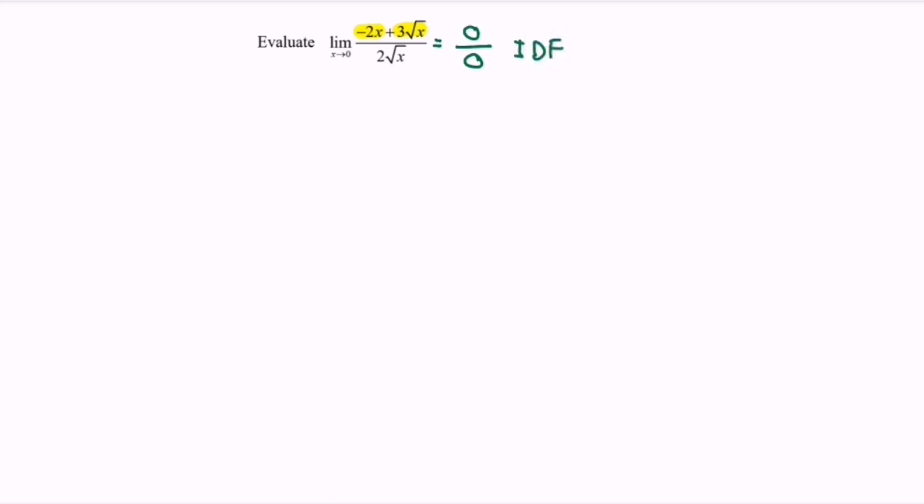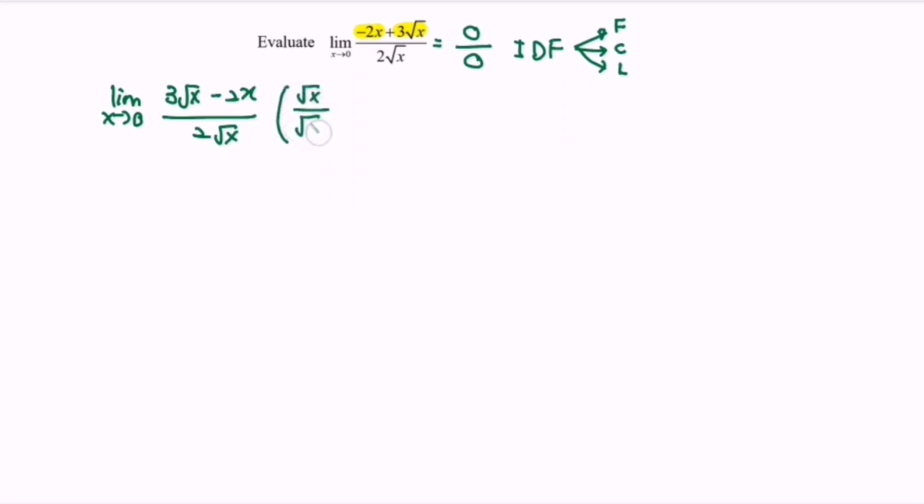Here we have 3 alternative ways to find the value. Number 1 is factorize, followed by conjugate and long division. My suggestion would be to multiply by the conjugate. So the limit when x approaches 0, we have the function (3√x - 2x)/(2√x). The suggestion is to multiply by √x over √x, where we have the conjugate.